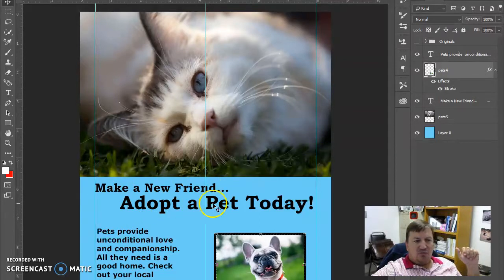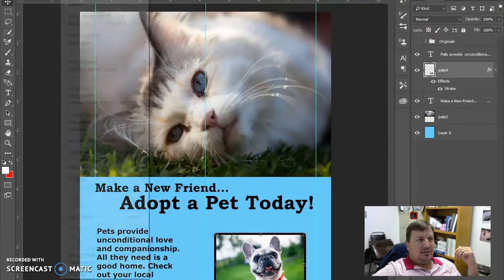I kept the same font. I went larger. Make a new friend, adopt a pet today, exclamatory with the larger letters, and then the Verdana font for this one. And the border was remarkably easy on this one, considering all the hassle I had with the Layout Sim project.